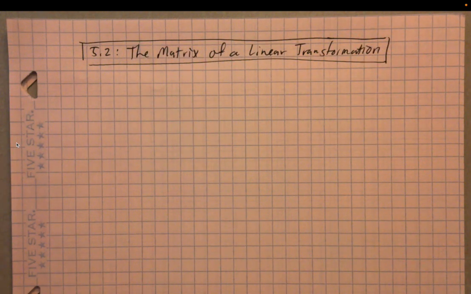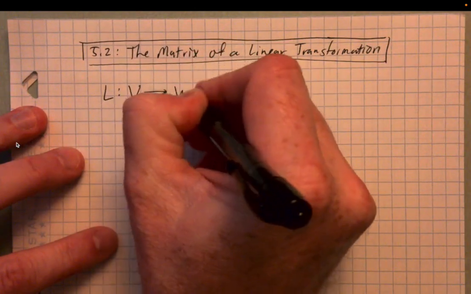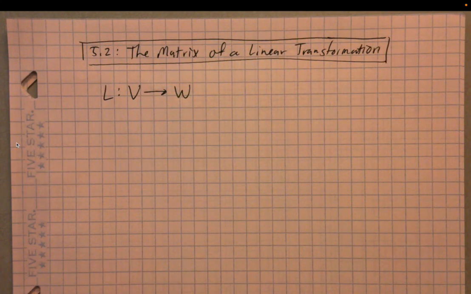So in this section, what we're interested in seeing is the way in which a linear transformation is determined by its effect on a basis. So say I've got a linear transformation L from a vector space V into another vector space W, and I've got some basis for V. What we want to do is see what happens to the basis for V when I subject it to this linear transformation L.